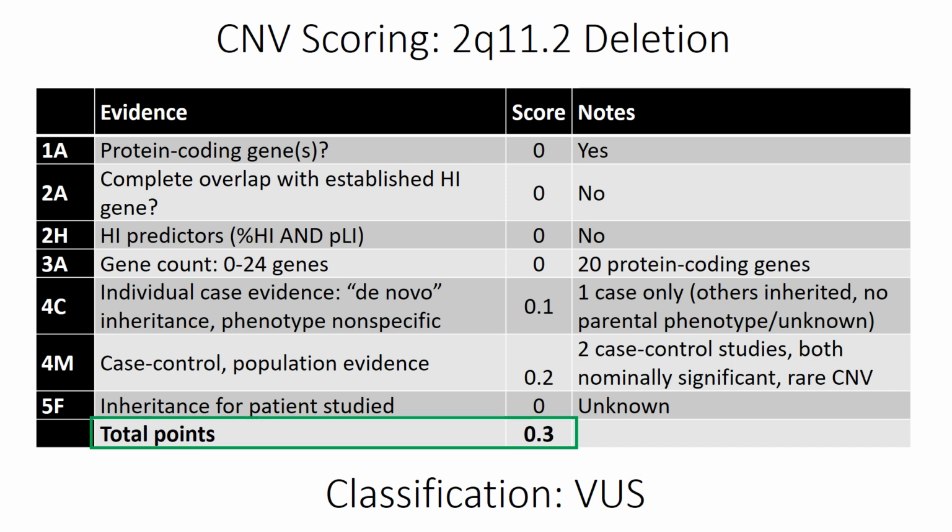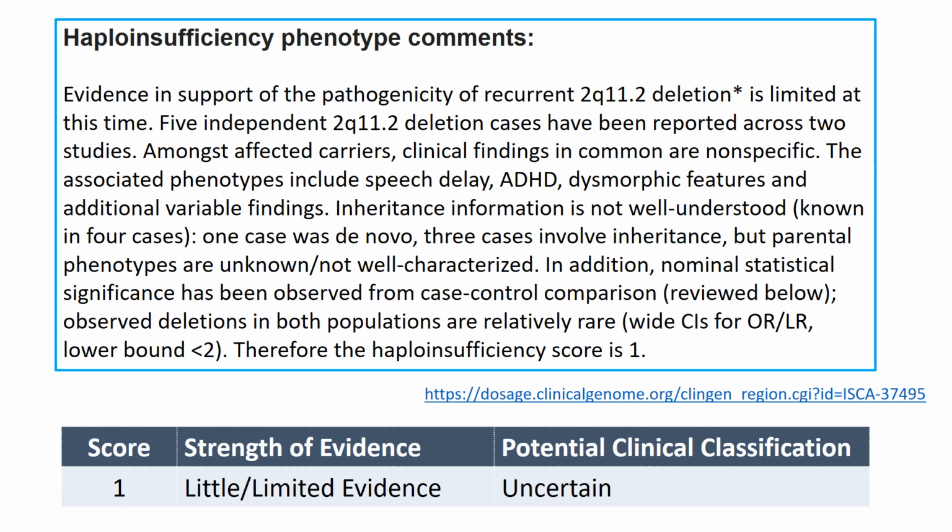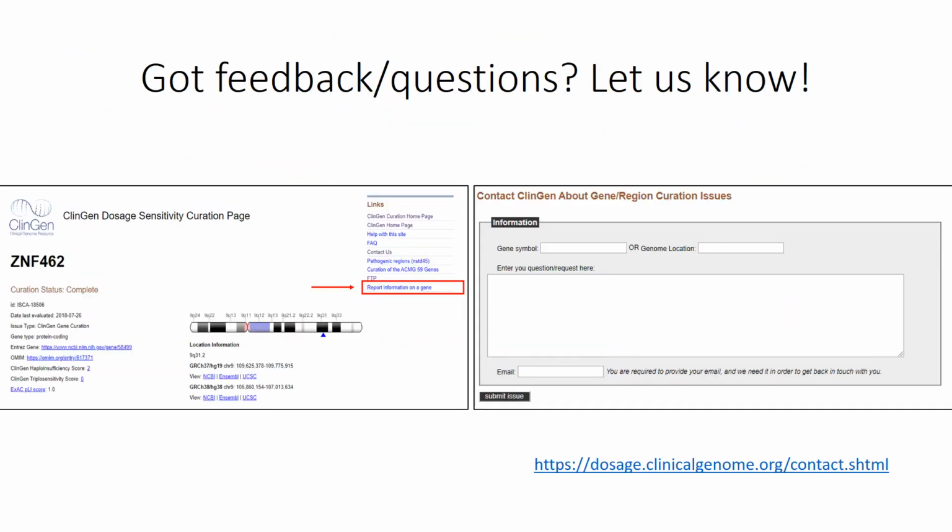However, coming back to the 2Q11.2 deletion, with limited evidence overall, the classification of this variant was calculated as VUS. This evidence corresponds to the 1 score provided in the Region Curation article on the Dosage Sensitivity Map website. Our goal in the Recurrent CNV subgroup is to continue to update recurrent CNV curations using a scoring system analogous to the clinical CNV interpretation metric.